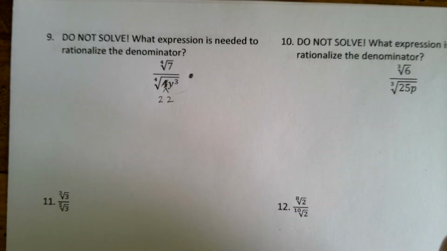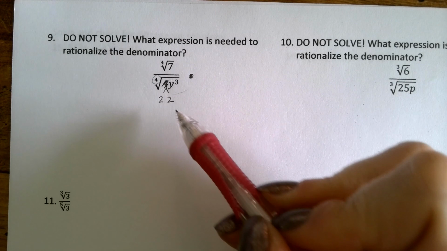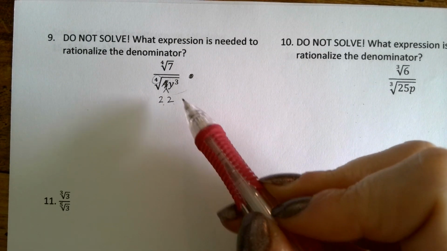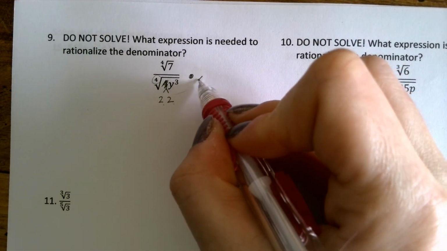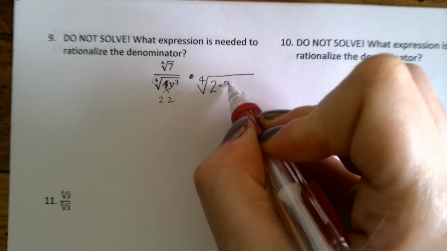Now, in order to escape from this radical, we would need groups of 4. We already have 2 2's. So to make a group of 4, we would need 2 more. So far, I'm thinking that I need the 4th root of 2 times 2.